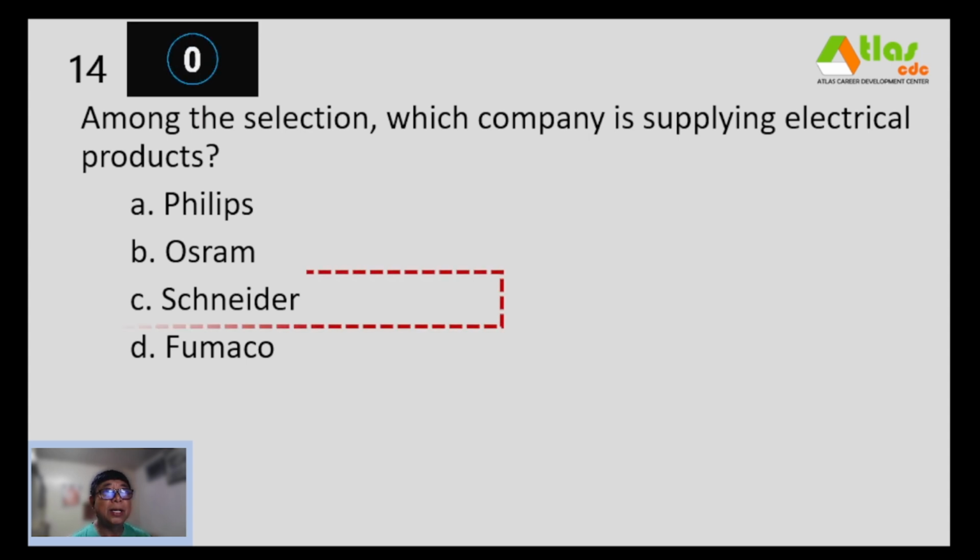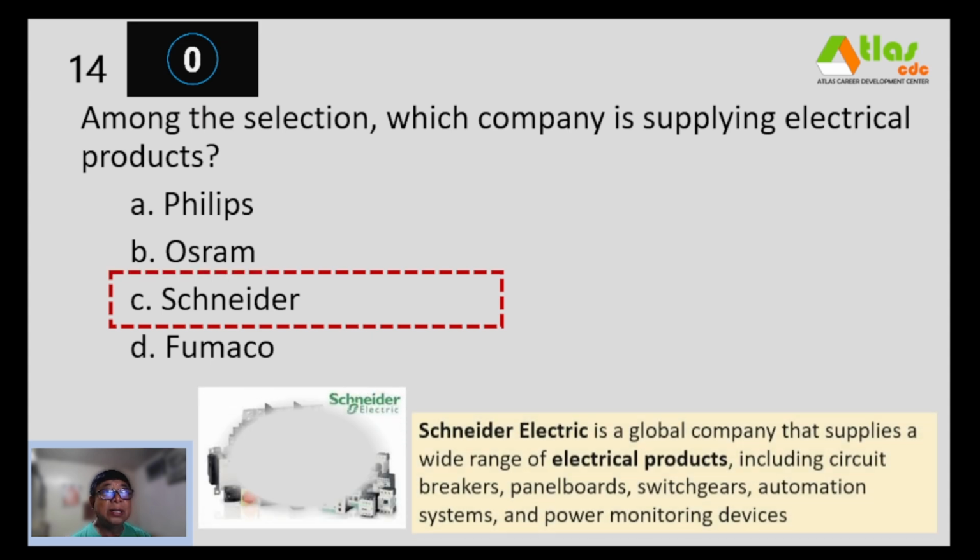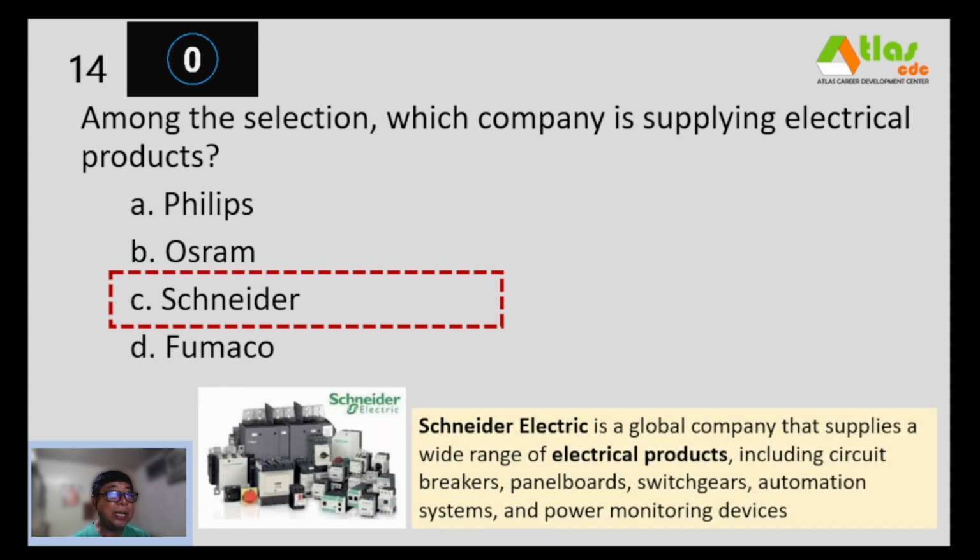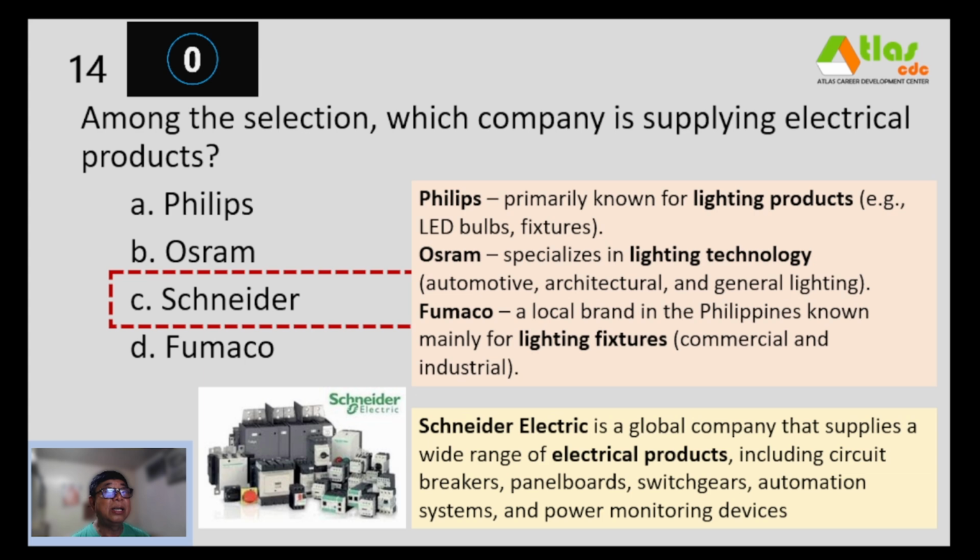And our correct answer is letter C, Schneider. Schneider Electric is a global company that supplies a wide range of electrical products, including circuit breakers, panel boards, switchgears, automation systems, and power monitoring devices. On the other hand, Philips is primarily known for lighting products like LED bulbs and fixtures. Osram specializes in lighting technology, automotive, architectural, as well as general lighting. Fumaco is a local brand in the Philippines known mainly for lighting fixtures, commercial and industrial.